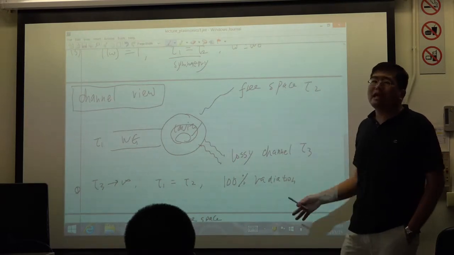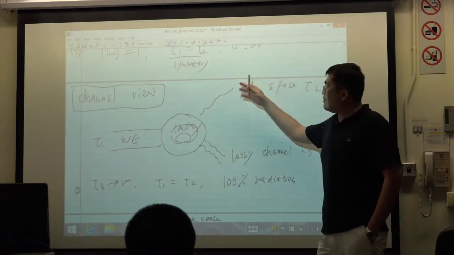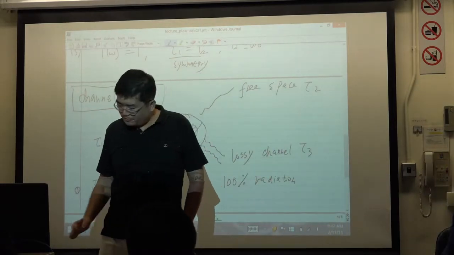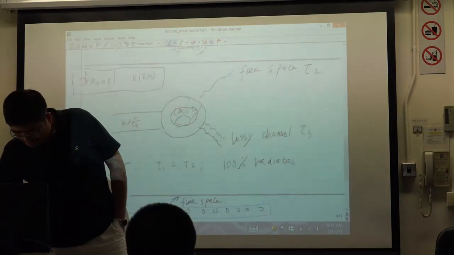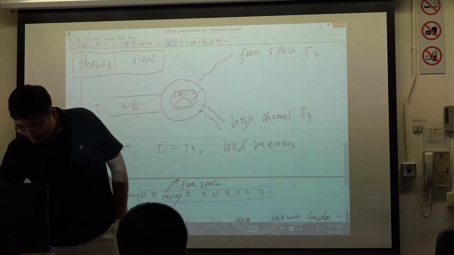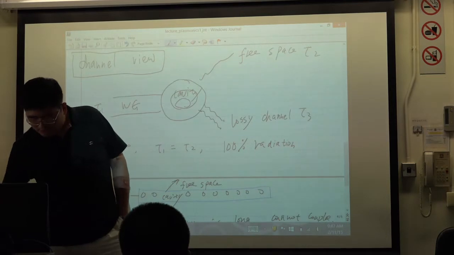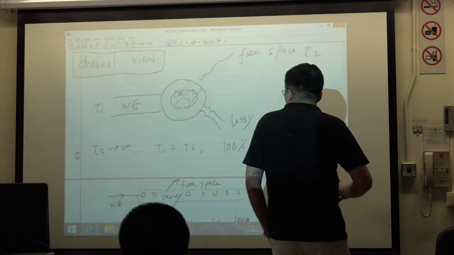They have many channels. Maybe they have two waveguides coupled to different channels. These channels are balanced with each other. So how do we work with the channel view? You will notice it can be very useful for your research.